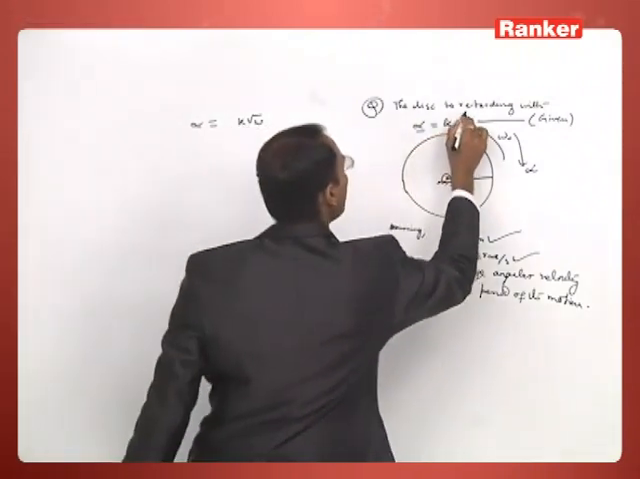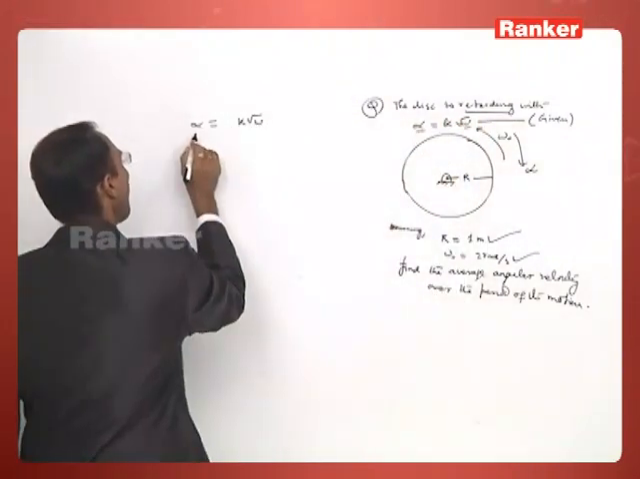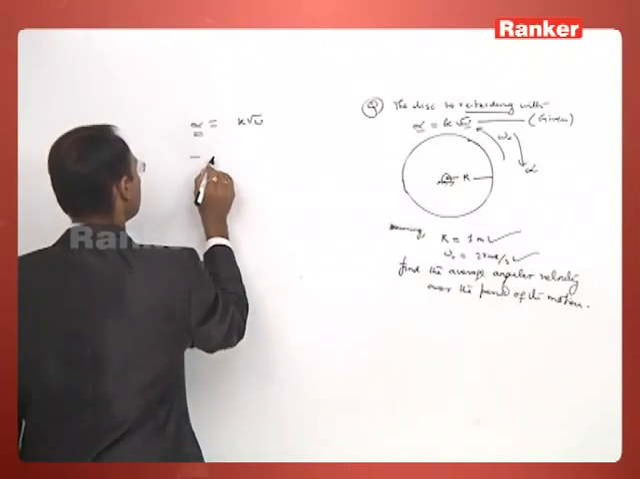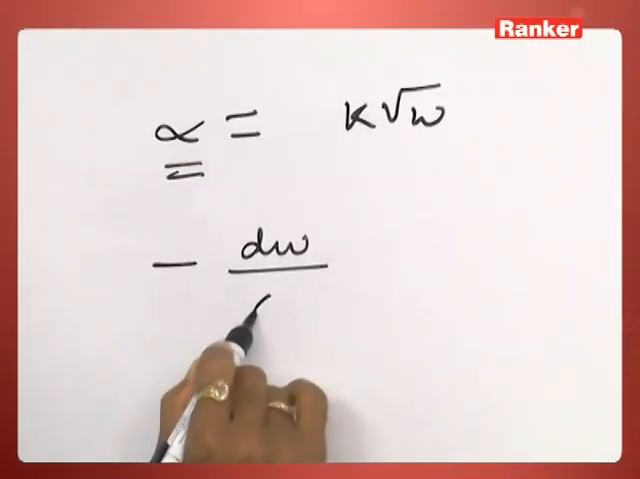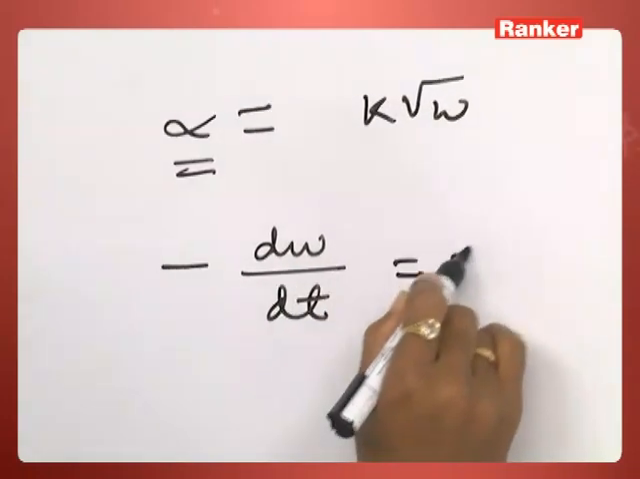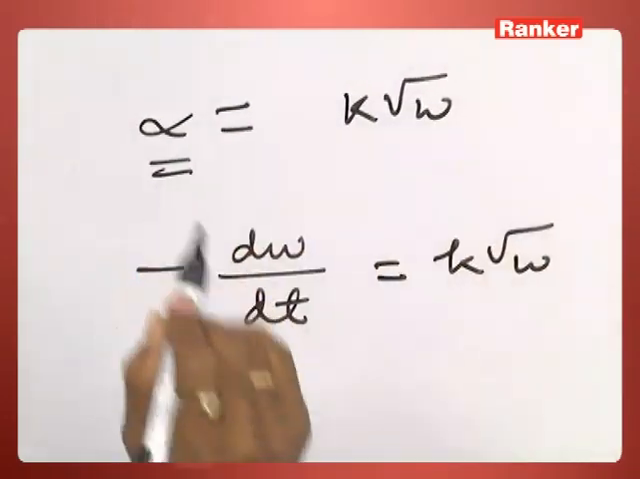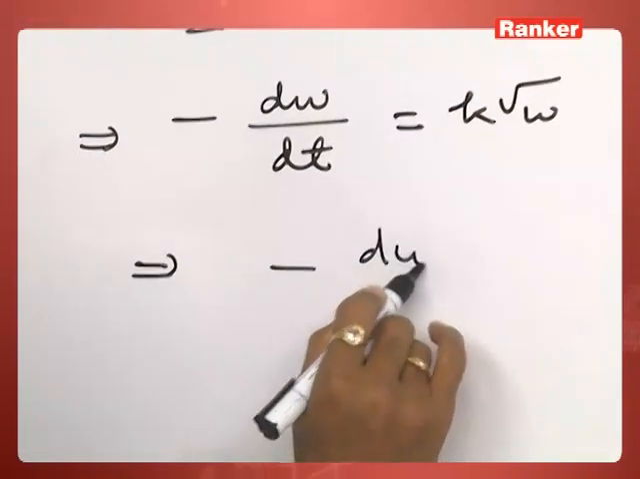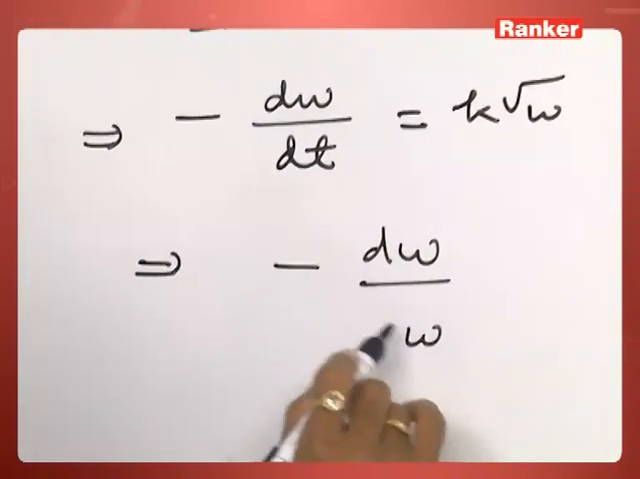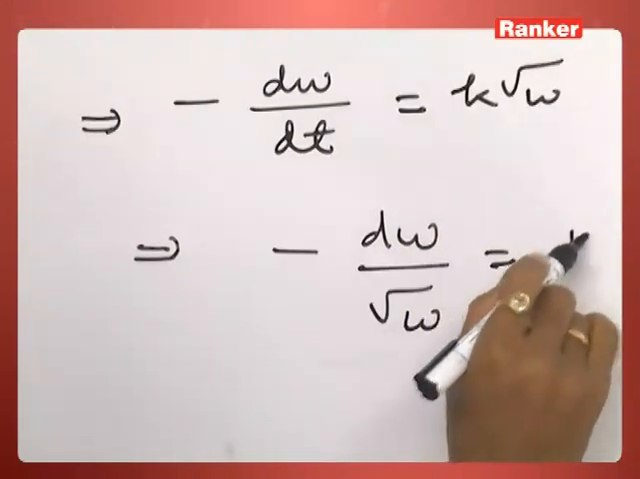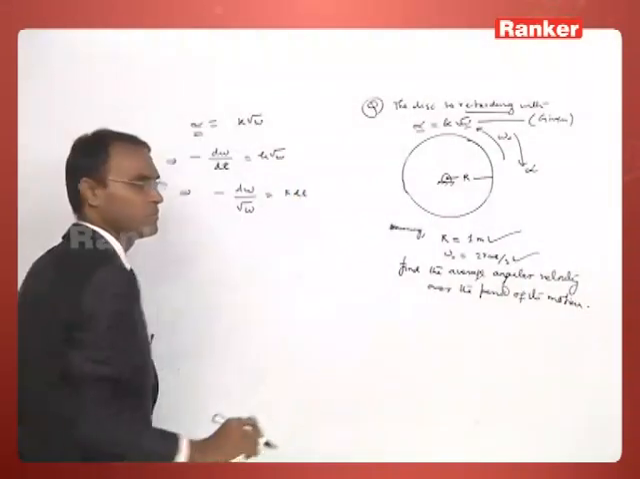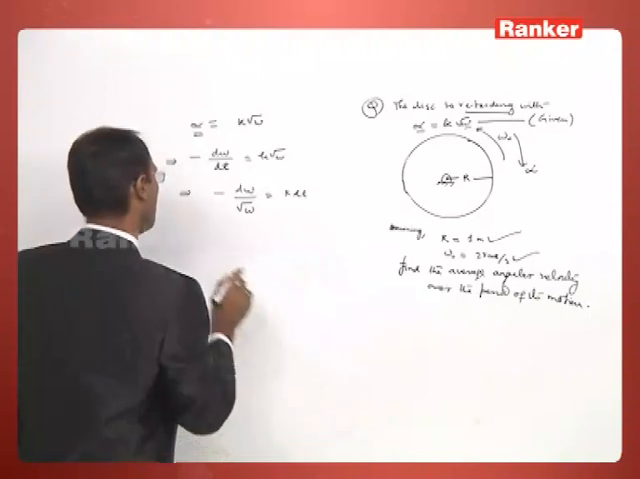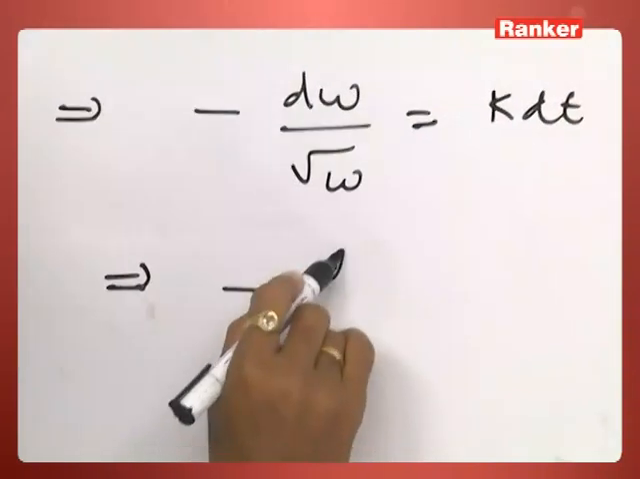Since the disk is retarding, alpha can be written as minus d omega by dt. That's equal to k into square root of omega. Separate the variable now. d omega upon square root of omega is equal to k into dt. Now we have to integrate both sides.